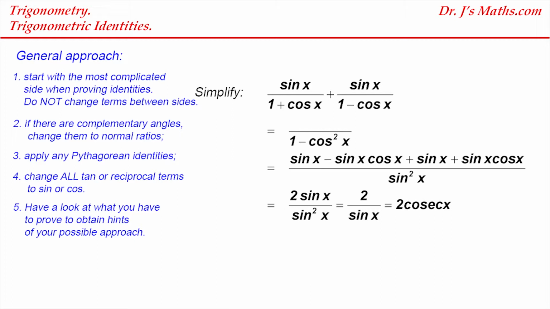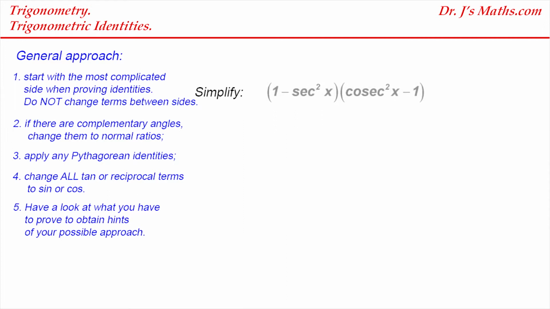Now we cross multiply, so sine x times 1 minus cos x gives us sine x minus sine x cos x, and then we go the other way, so that sine x times 1 is sine x plus sine x cos x. Those two terms cancel out, sine x cos x, so we're left with 2 sine x on the top and a sine squared x in the denominator. One of the sine x's cancel, so we're left with a 2 over sine x, which we can rewrite as a 2 cosec x.